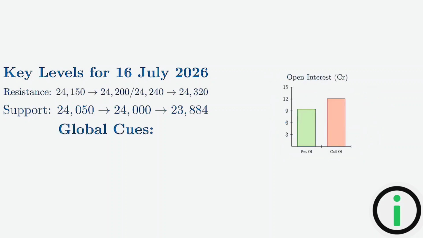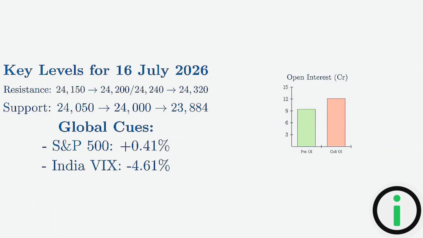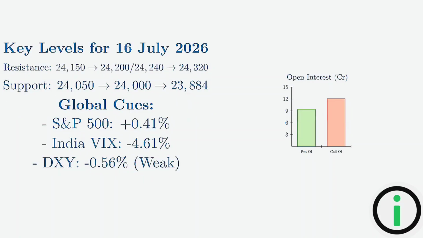The global backdrop heading into the session is broadly supportive. The S&P 500 is up, and more importantly, the India VIX is down sharply by over 4%. A falling VIX usually signals a risk-on environment. Additionally, a weaker US dollar index is generally friendly for emerging markets like India. These cues might provide a slight bullish tailwind at the open.